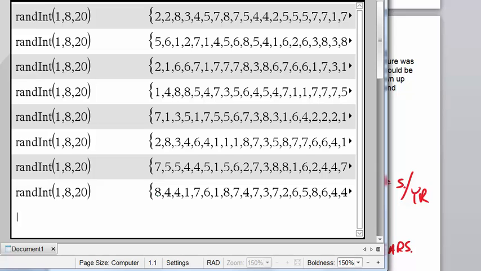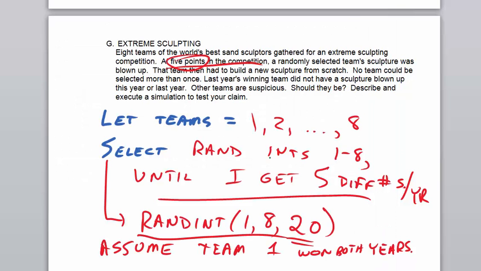The tricky part about this one, remember, is that there are repeated numbers. It's possible that you can draw the same number more than once, and so you need to be able to build that into your model, that I know until I get 5 different numbers. You need to handle the possibility that a random number generator might call a team more than once, even though that's not going to be allowed. We're not going to blow up the same team more than once.